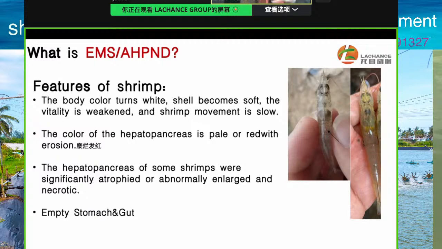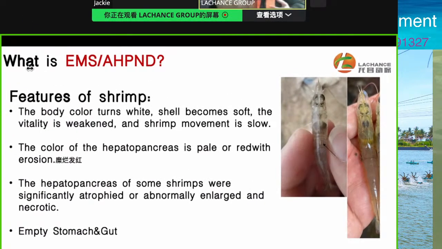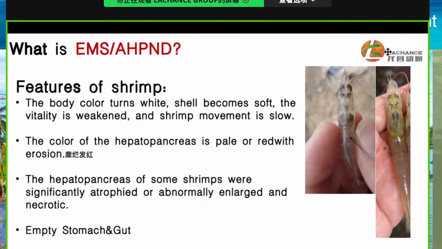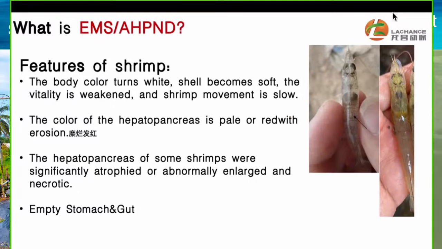And also the shrimp's vitality is weakened. You can also find the shrimp's feed intake will be very slow, or some shrimps don't want to take the feed. And also the shrimp's movement is very slow, swimming in the pond. Another feature is the color of the shrimp's pancreas is pale, or a redness with erosion. So that is another feature.